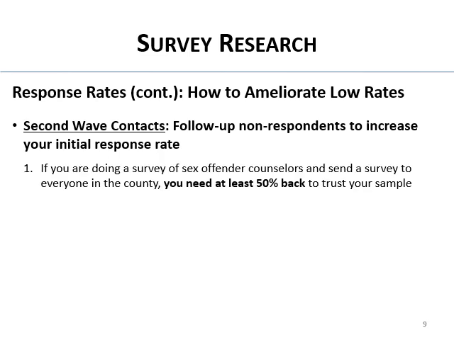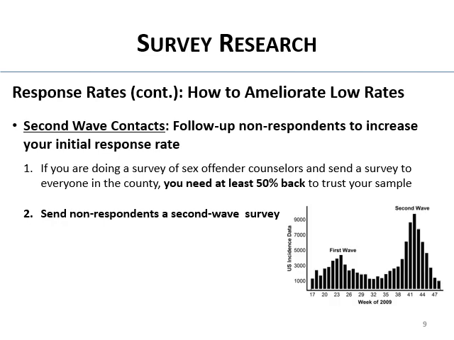So if you're doing a survey, for example, of sex offender counselors, and you send a survey to everyone in the country, you need at least 50% back for you to trust your sample, right? That's the minimum rule. So you could send non-respondents a second wave survey. Graphically, the responses to second waves actually, counterintuitively, tend to be higher for whatever reason. So there's a distribution over there.